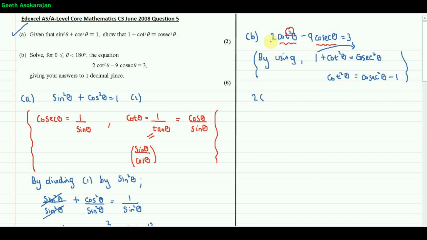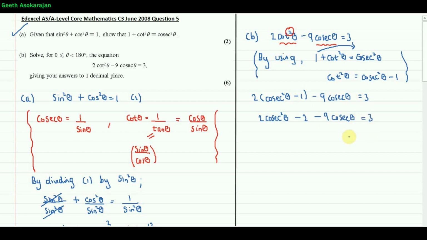So if I do the replacement, I'll have 2 outside, and cot squared theta is cosec squared theta minus 1. So let me do that replacement. Minus the 9 cosec theta, and that is equal to the 3 on the right hand side. And let's get rid of these brackets. So if I multiply, 2 into cosec squared theta is 2 cosec squared theta, minus 2 into minus 1 is a minus 2, minus the 9 cosec theta, that is equal to 3.